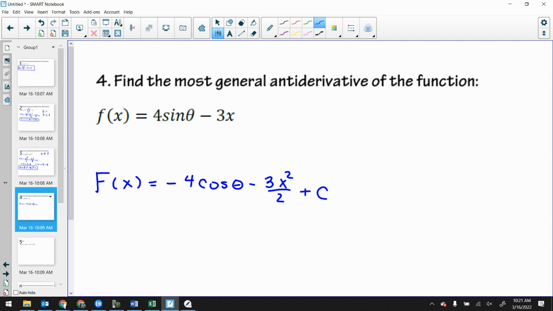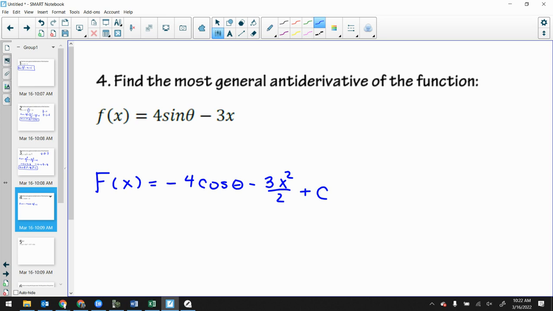Plus c, right? And remember that you can always take the derivative of these things to make sure that it equals out. What is the derivative of cosine? It's negative sine, right? So if the derivative of cosine is negative sine, that's going to be negative 4, so positive 4 sine theta. You can always work backward in the end to do that.